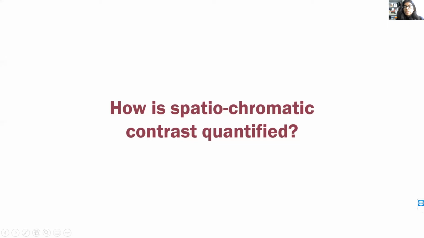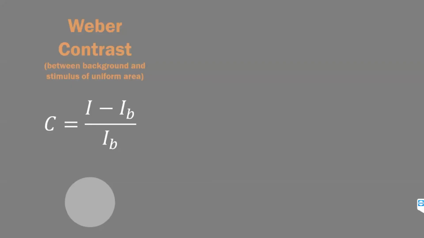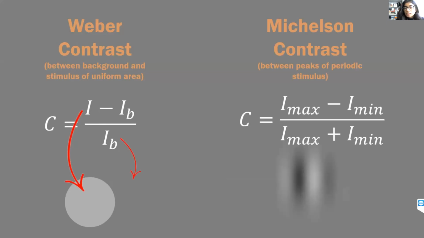So I'll begin by describing how we quantified contrast in our study, as there are various definitions of contrast. The most common one, called the Weber contrast, is the difference in the intensity of the stimulus with respect to a background. And there's Michelson contrast, which is commonly used in stimuli with adjoining areas of different intensity, like a sinusoidal grating. Now, these definitions are suitable for stimuli where only luminance is varied against the background.